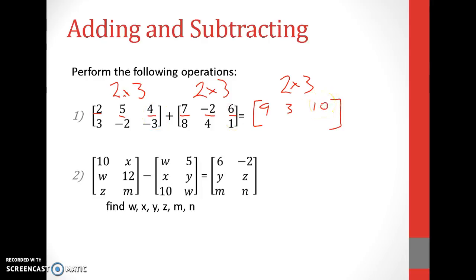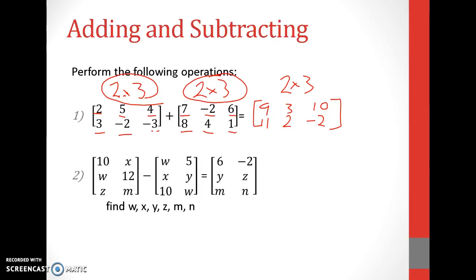Then if I move down to the second row, first column, I have the 3 plus the 8, which is 11. Negative 2 and 4 is 2. And negative 3 and positive 1 is negative 2. Because of this, we can only add and subtract matrices that have the same rows and columns. If I have a different size matrix, then I simply cannot add them together.